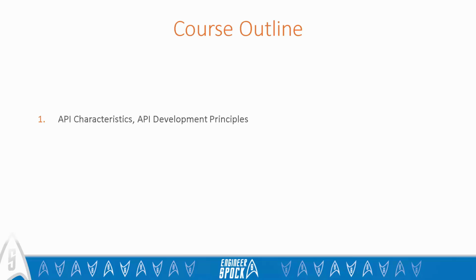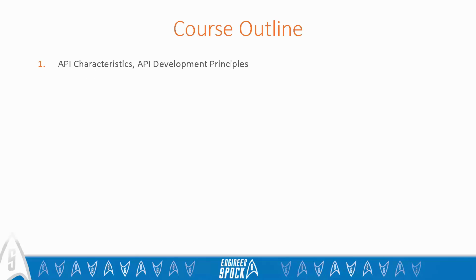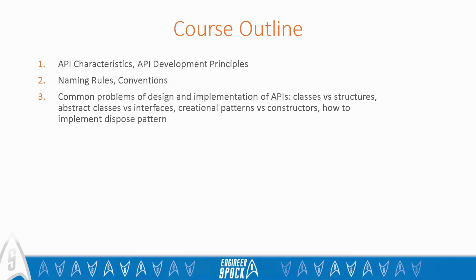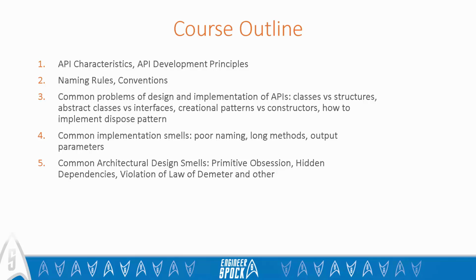In this course, we will look at the characteristics of a well-designed API and the API development principles, how to give better names for API members and what naming conventions exist in the .NET platform and suited for C#, common problems encountered by C# developers in the process of designing and implementing APIs, classes versus structures, abstract classes versus interfaces, creational patterns versus constructors, how to implement the Dispose pattern. Are you sure you understand this allegedly simple case? Common implementation smells such as poor naming, excessively long methods, output parameters, and so on. Common architectural design smells such as primitive obsession, hidden dependencies, violation of Law of Demeter, and others.